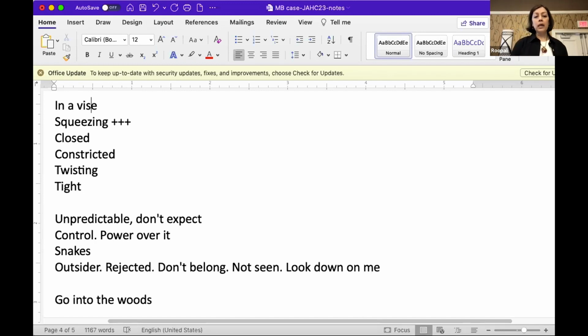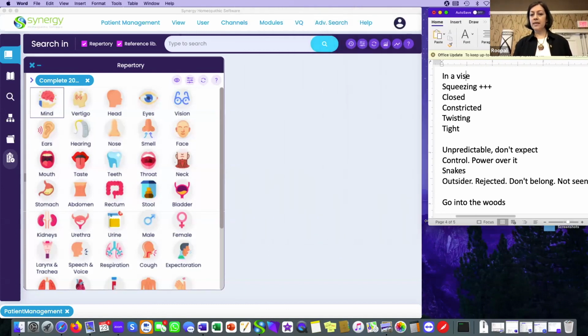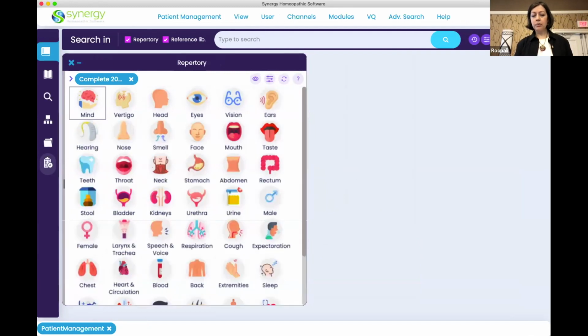So let me share the program. Okay, so what we'll do is we'll move this to the side so we have it. Okay, so now everybody can see the program, hopefully.